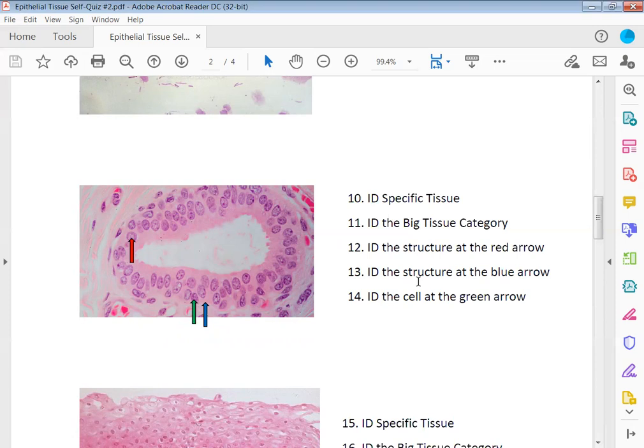Number 12, identify the structure at the red arrow. Number 12, that structure would be the nucleus. Number 13, identify the structure at the blue arrow. Number 13 would be basement membrane. Number 14, identify the cell at the green arrow. Number 14 would be nucleus.